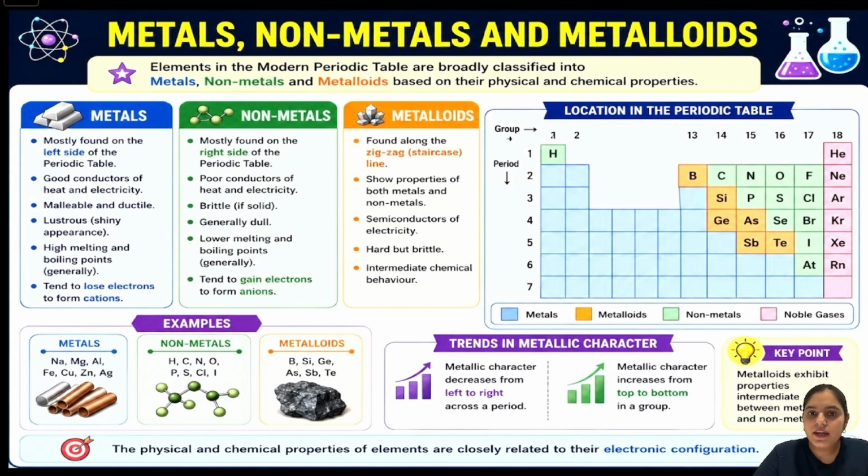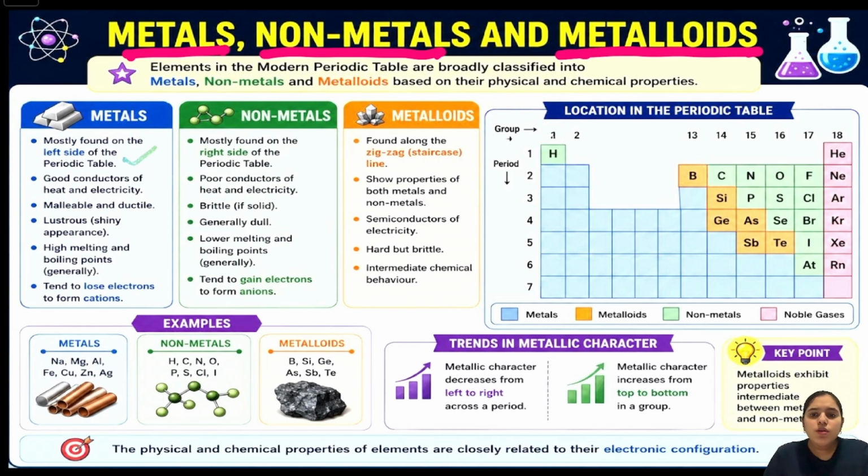Now let's understand how elements are classified based on their physical and chemical properties. The elements in the modern periodic table are broadly divided into three categories: metals, non-metals and metalloids. Let's discuss each one. First is metals. Metals are mostly found on the left side of the periodic table.